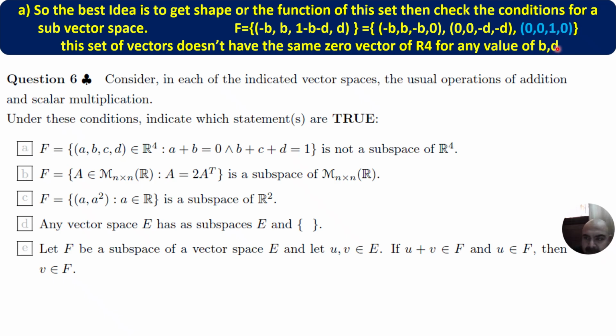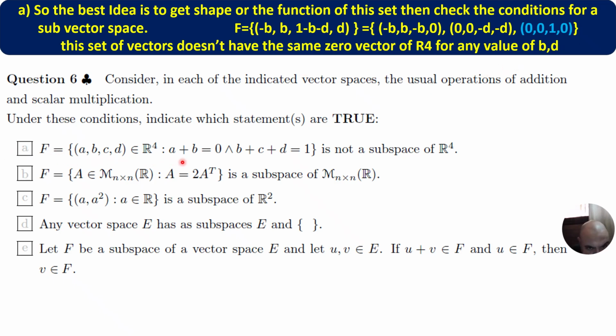That's the problem, because B and D belong to R and will be multiplied by these vectors, which means I will have B times negative 1, positive 1, negative 1, and 0, and D times 0, 0, negative 1, and 1. B and D can be any value in R, so if they were only these two vectors, it would be a subvector space. But unfortunately, we have 0, 0, 1, and 0, which prevents the zero vector from happening in this set. It's not the zero of R4, which is 0, 0, 0, 0. This is why it's not a subvector space.